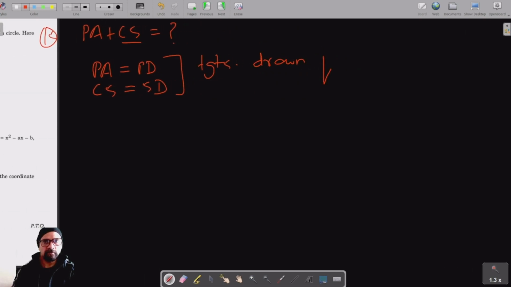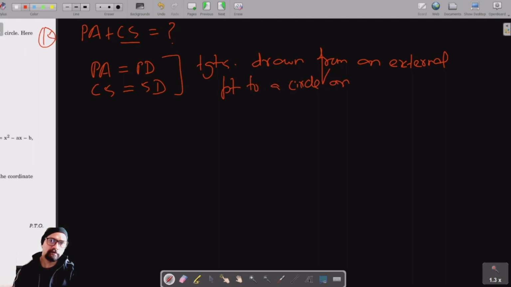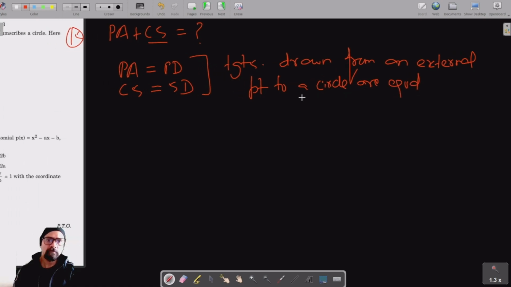So tangents drawn from an external point to a circle are equal.